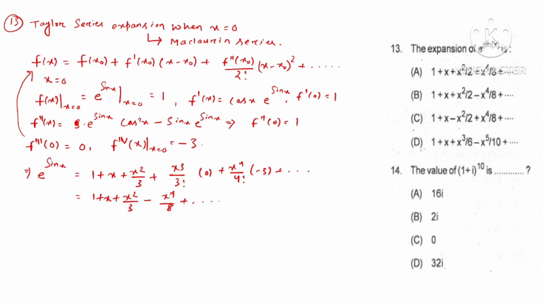So the answer is which one? I think this is B, 1 plus x square by 2. Yes, the B one is the right answer.